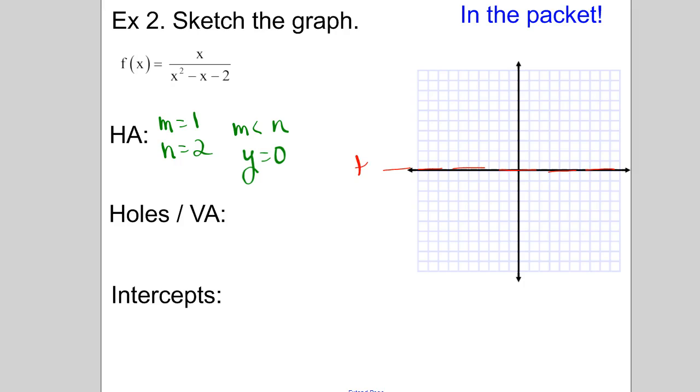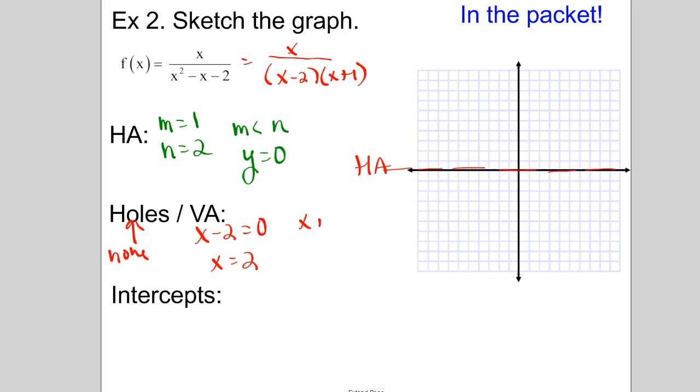And I'm going to write HA here. All right, next I'm going to factor. So this is the same as x over x minus 2 times x plus 1. I can't cancel anything out, so there are no holes. So I'm going to say none. But I do have 2 vertical asymptotes. I have a vertical asymptote at x equals 2, and I have a vertical asymptote at x equals negative 1.